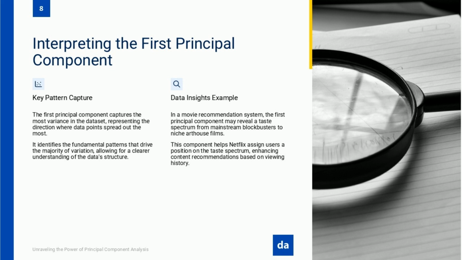What makes this particularly valuable is that this taste dimension wasn't predetermined by human analysts, but emerged naturally from the data itself. No one had to decide in advance that mainstream versus art house would be an important distinction. The mathematical analysis revealed this as the single most explanatory dimension in viewing behavior.